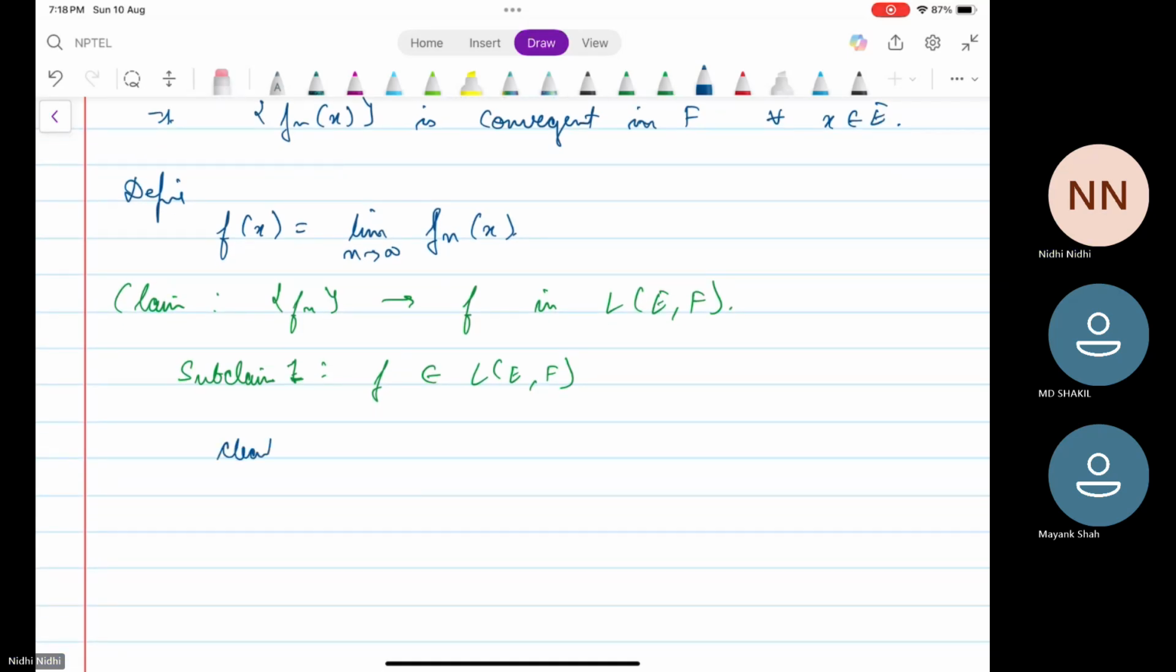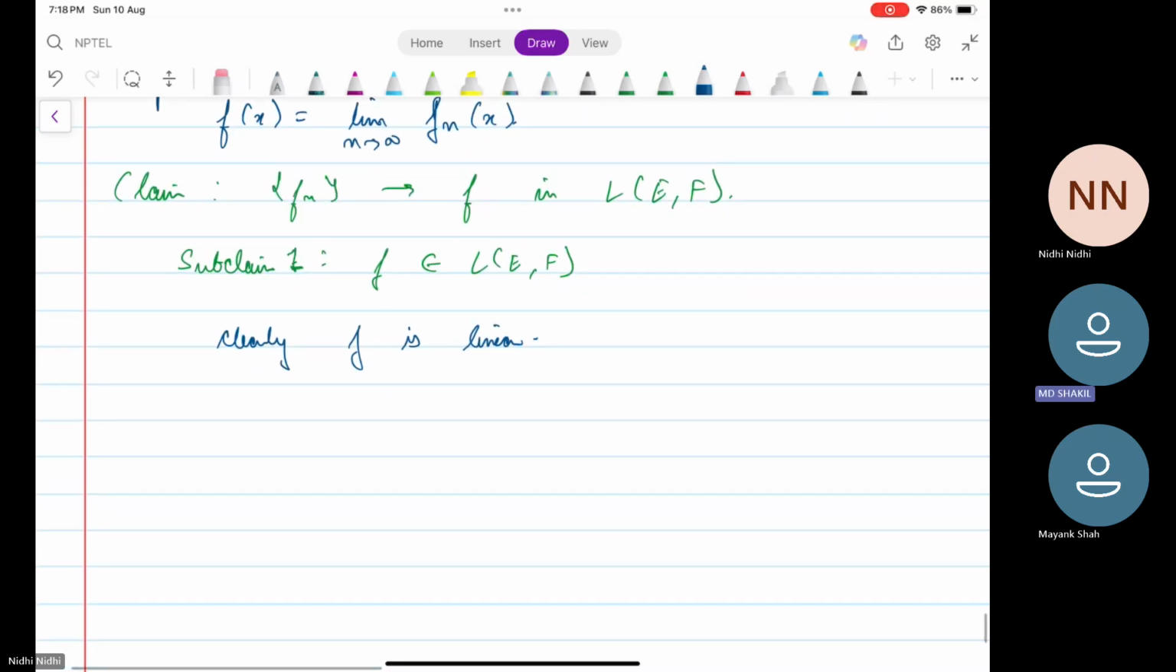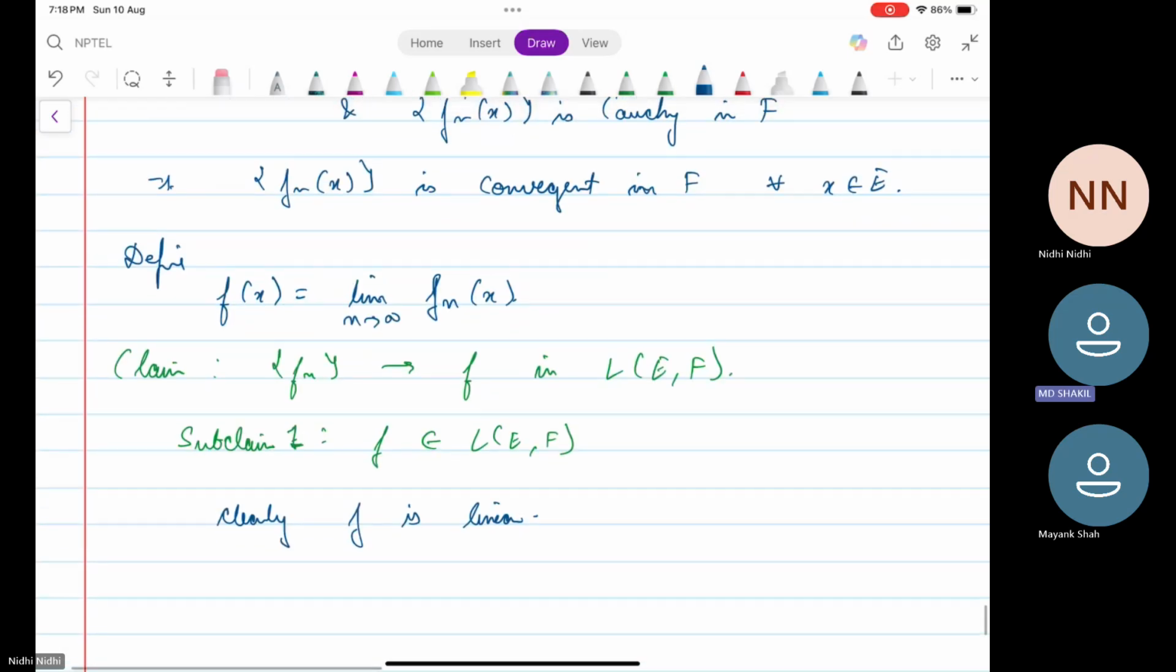Clearly, F is linear. Next, we need to show that norm Fx is less than or equal to some alpha times norm x. And hence we'll get that this F is a bounded linear function. Ma'am, can you please explain again how this F will be linear?